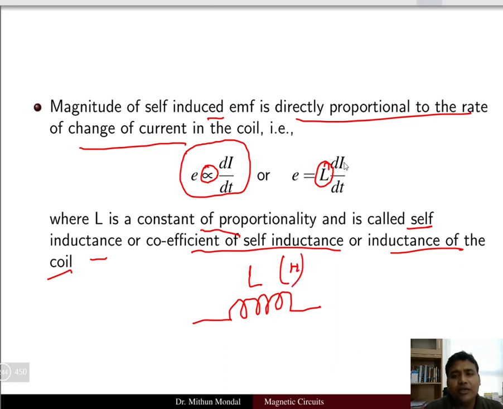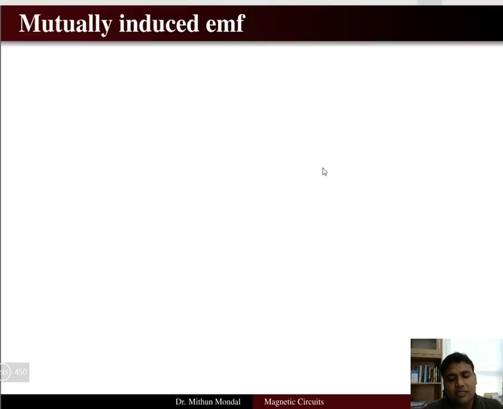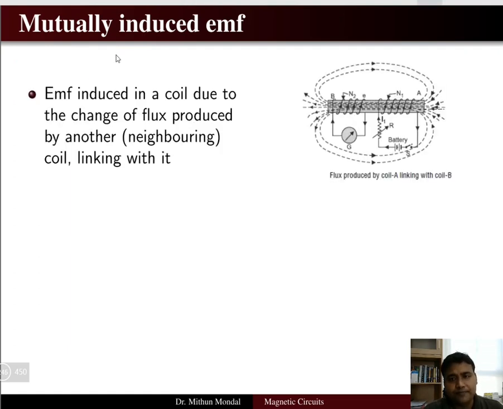Then the EMF induced will be E equal to L di by dt, whereas d phi by dt, that is the rate of the change of the flux, is directly proportional to di by dt, that is rate of change of the current. That is the reason EMF is directly proportional to di by dt, and the constant of proportionality is denoted with a constant which is the inductance of the coil. So this we have discussed for statically induced EMF, self-induced EMF. The other component of the statically induced EMF is basically mutually induced EMF. So that we are going to see.